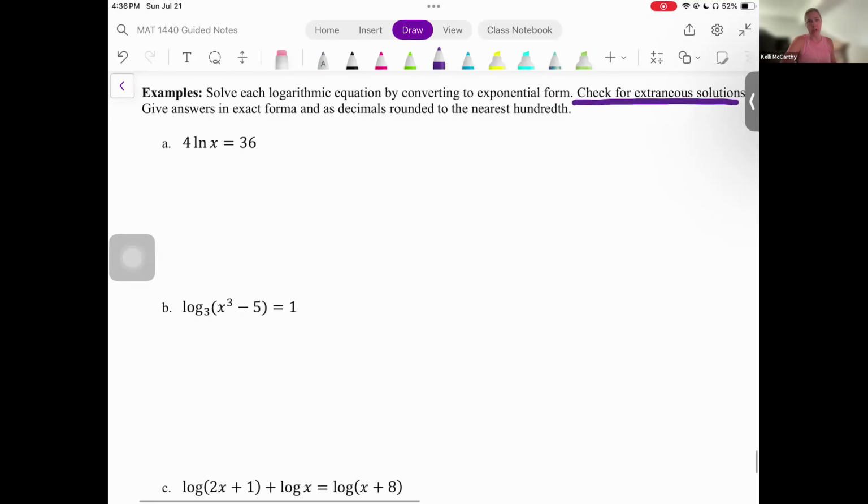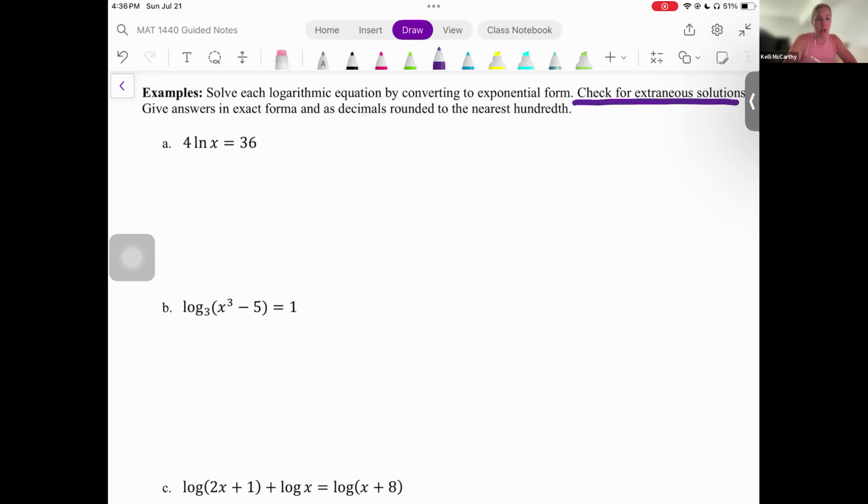The reason we have to check for extraneous solutions is because our logarithms have a restricted domain. We can only take the log of a positive number. So our arguments have to be strictly greater than 0. We can't even take the logarithm of 0. So we'll be checking that the solutions we end up with from our exponential equations still work in that logarithmic form from the original problem.